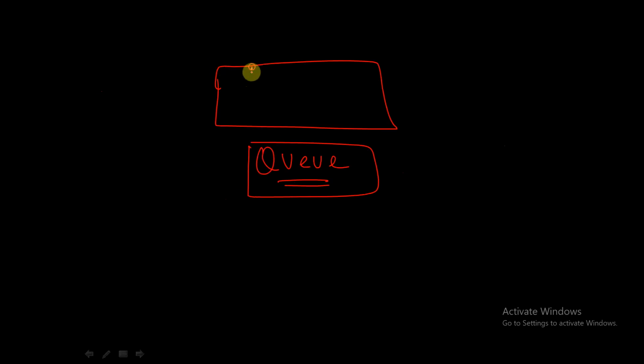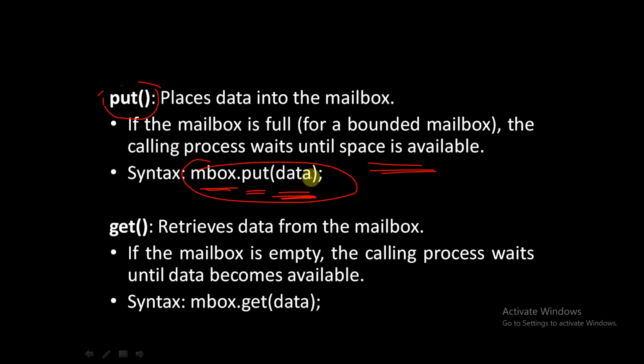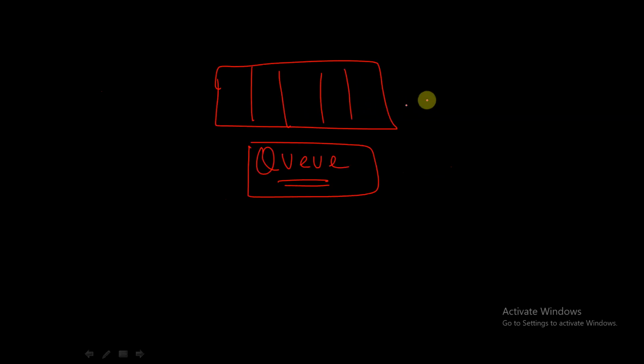So if this particular mailbox is full, then the put method will wait until the space is available. This is for the case of only bounded mailbox. This is not for unbounded mailbox. And if we want to retrieve any data from this mailbox, we will use the method get.